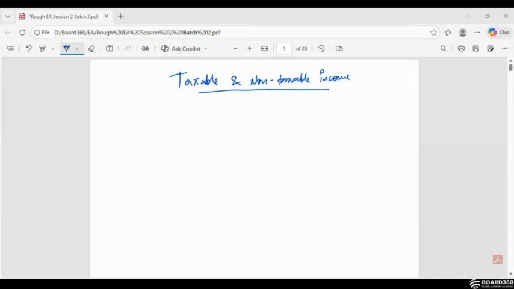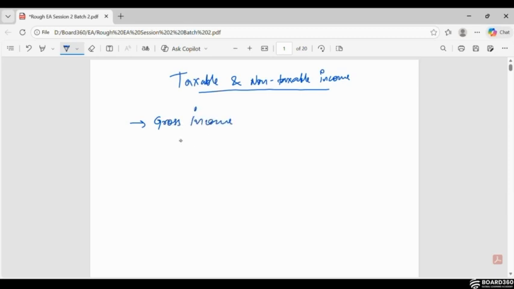So first and foremost, we need to calculate whatever income the taxpayer has earned, how much of it will be taxable and how much will be non-taxable. Almost all income is generally taxable except some specific exclusions. So the first thing that we need to determine is gross income.